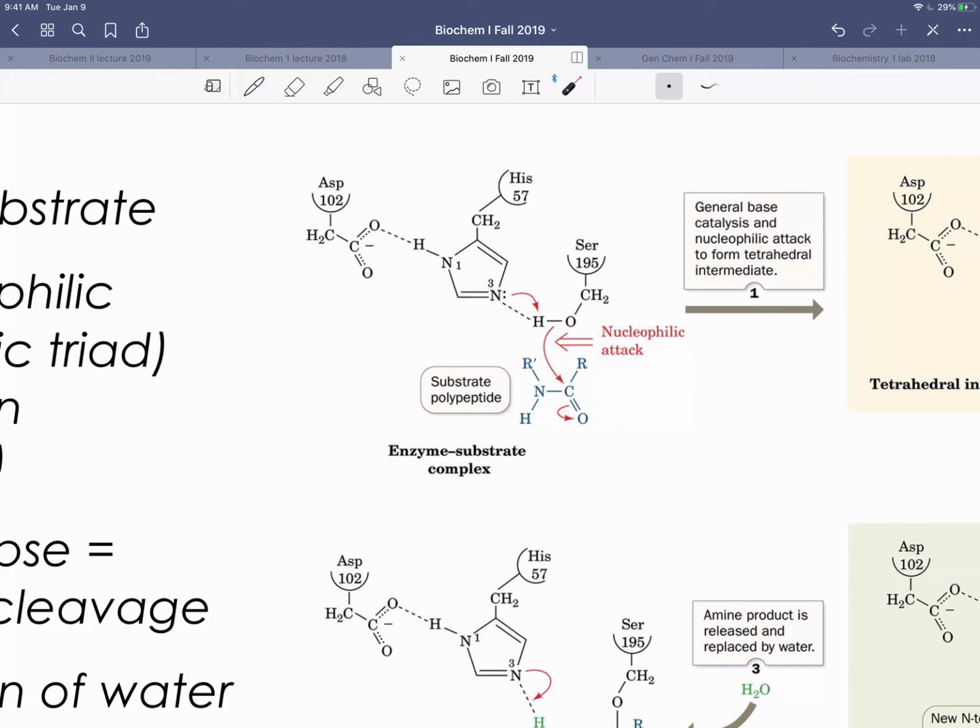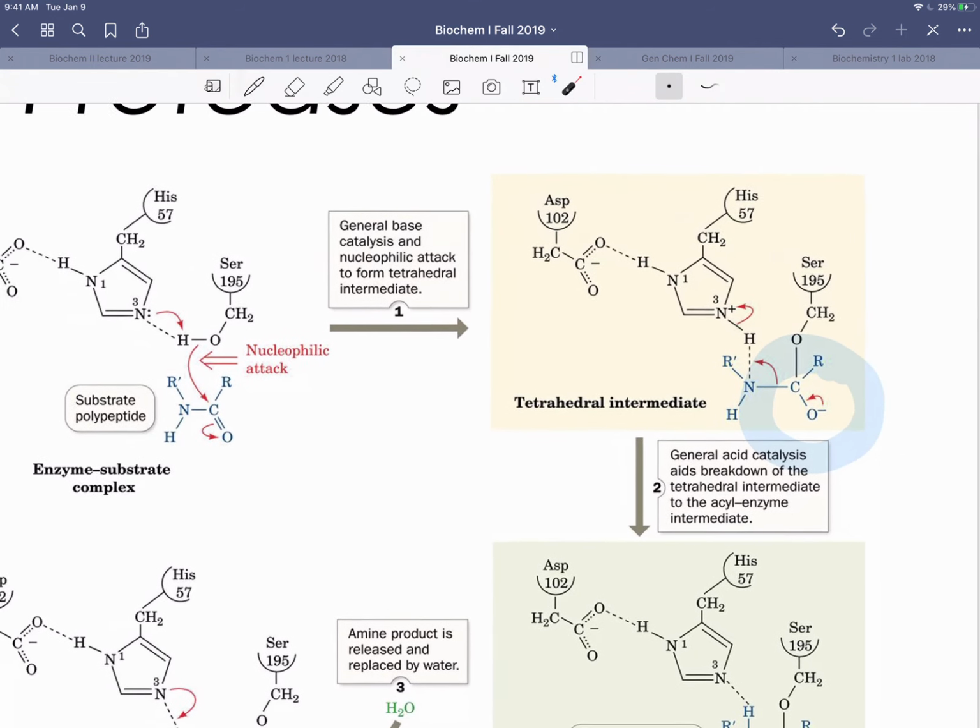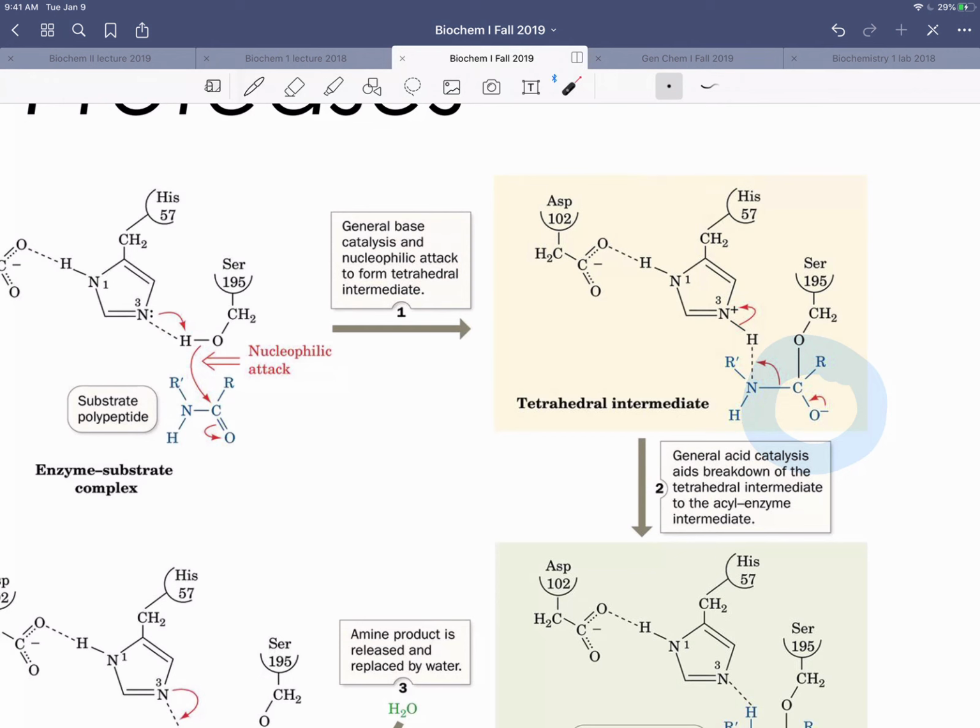So what we're going to start with is our serine nucleophilically attacking our substrate polypeptide, forming a tetrahedral intermediate. The nucleophilicity of serine is enhanced by histidine 57 acting as a general base, and its basicity is enhanced by aspartic acid helping via electrostatic catalysis. So at the end, we form a tetrahedral intermediate, and what's not mapped on here but shown in blue is, remember, we've got this oxyanion hole. It's a positively charged pocket that can stabilize this tetrahedral intermediate that has a negative charge on that oxygen atom.